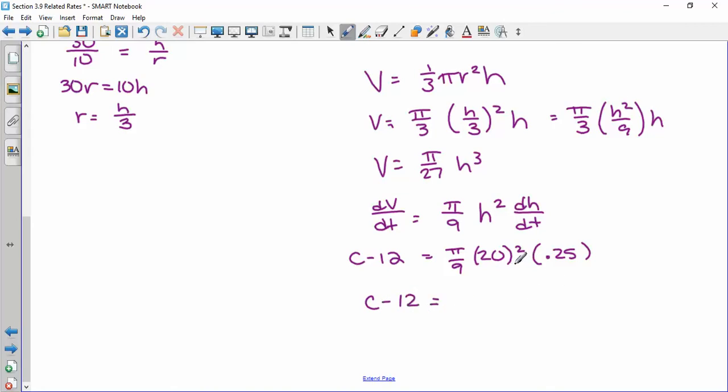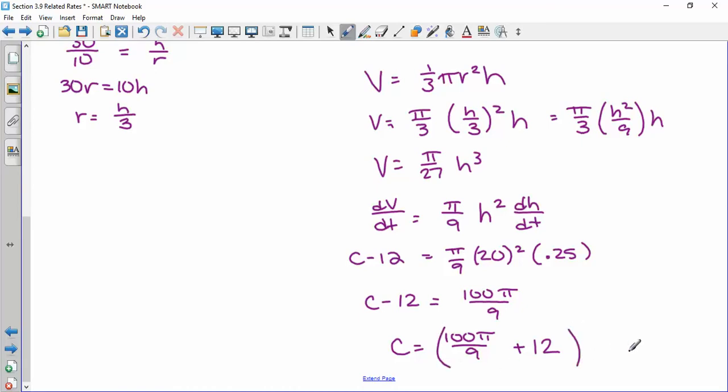So 20 squared is 400 times 0.25 is 100. I get 100 pi over 9. Add over my 12. So the rate is 100 pi over 9 plus 12. You could certainly give me a decimal if you wanted. Now on a test, we know we don't have a calculator, so we can leave it like this. But we could plug it in if we wanted.